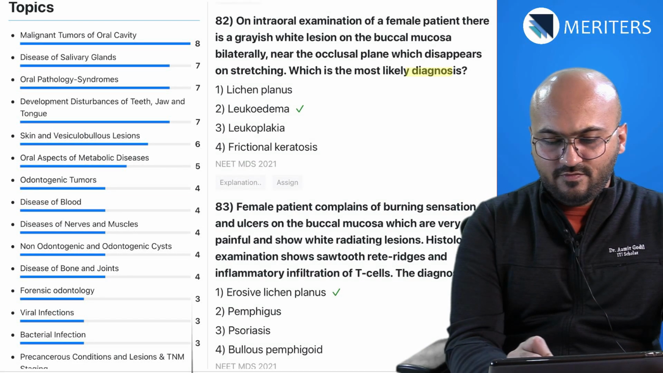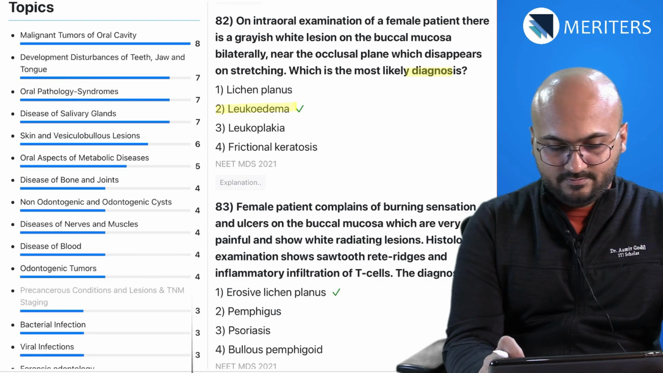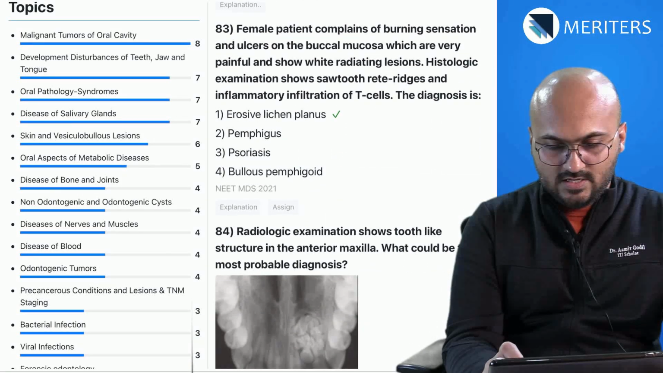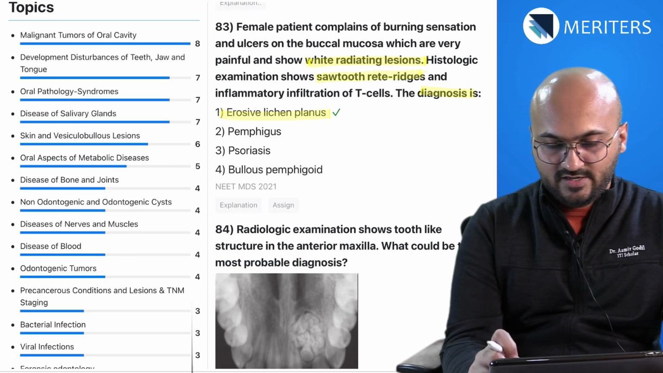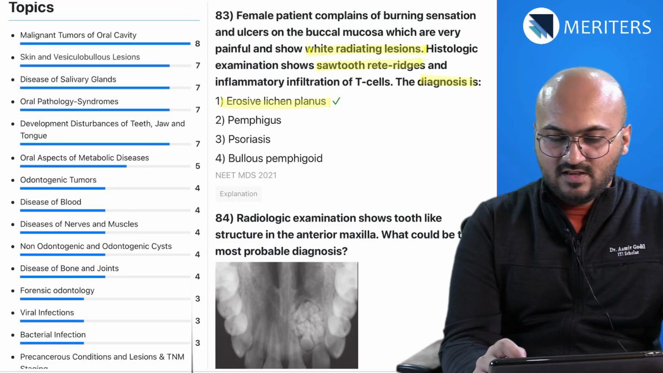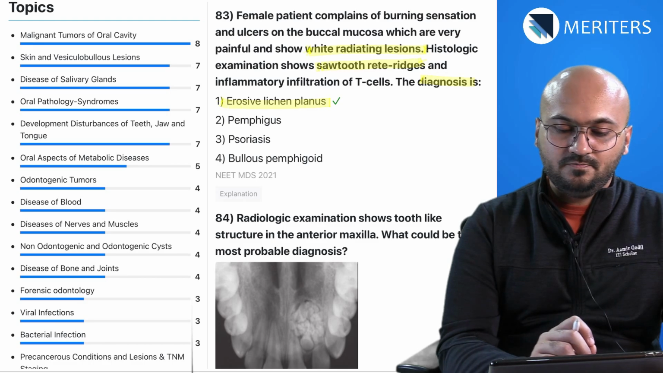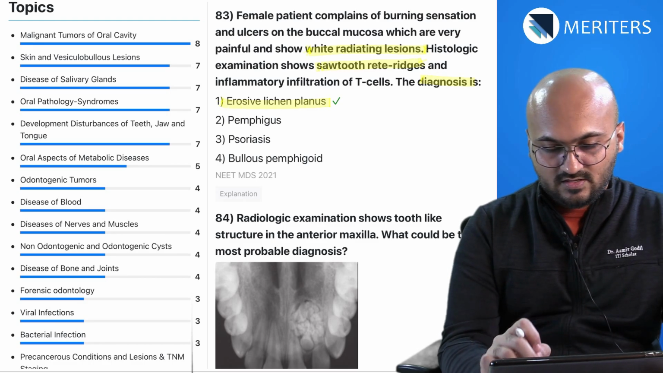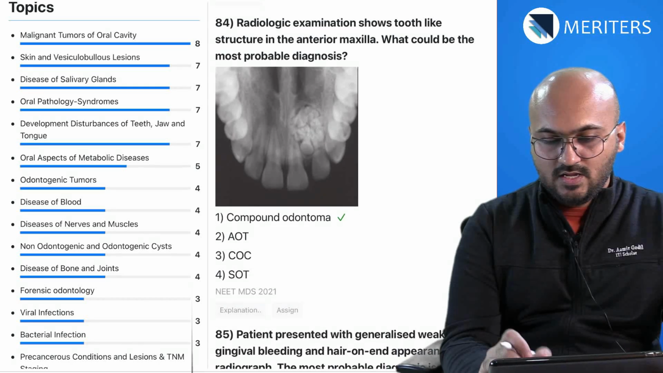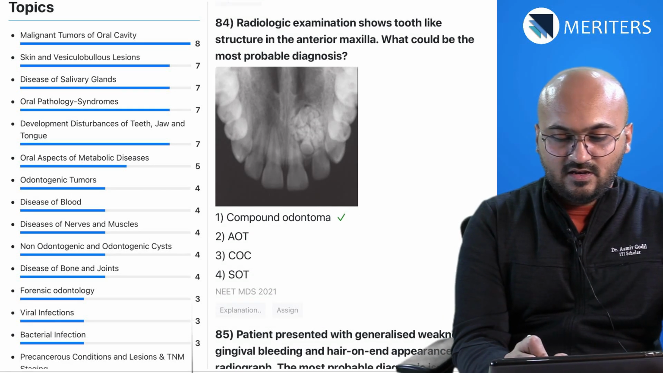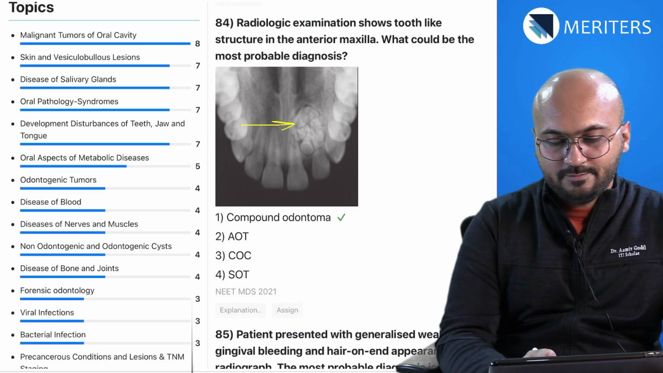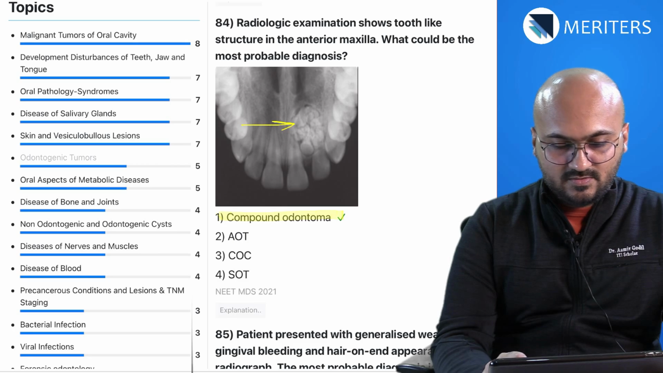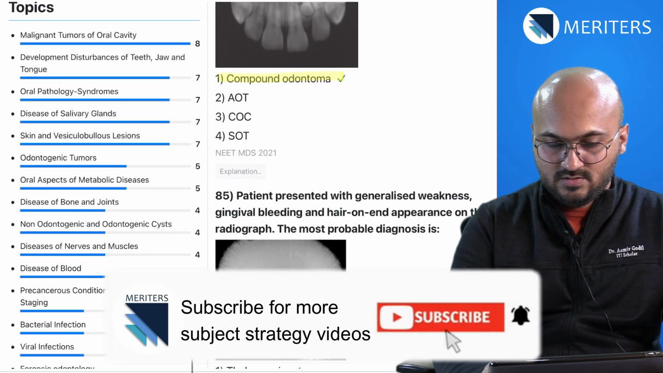Then diagnosis of leukoedema. Then diagnosis of erosive lichen planus showing white radiating lesions, sawtooth rete apex. What else do you want? So all these specific features pertaining to each lesion, these are must knows. Okay, now that's a very classic clinical radiographic appearance of an odontome. So that's a compound odontoma, developmental disturbances and odontogenic tumors.